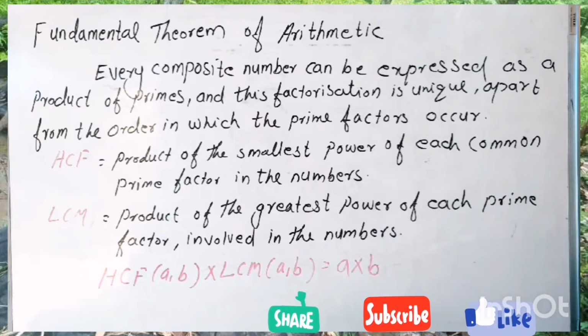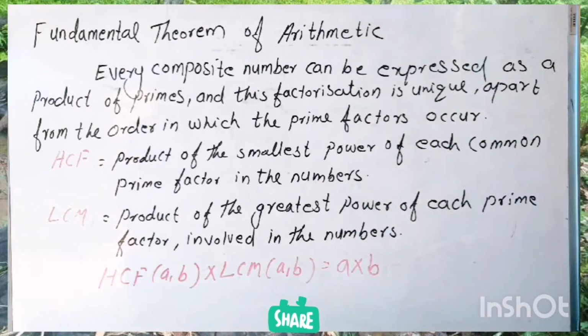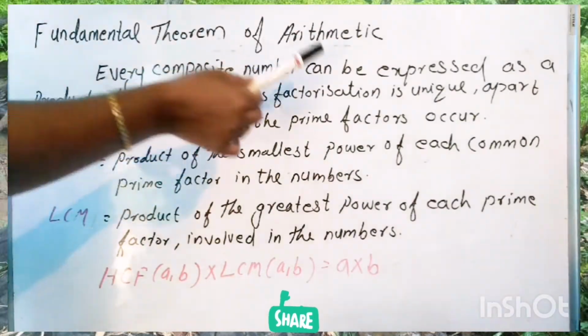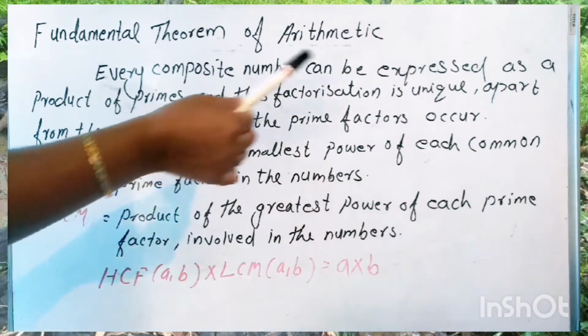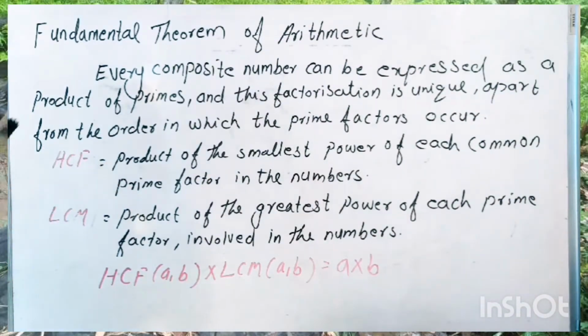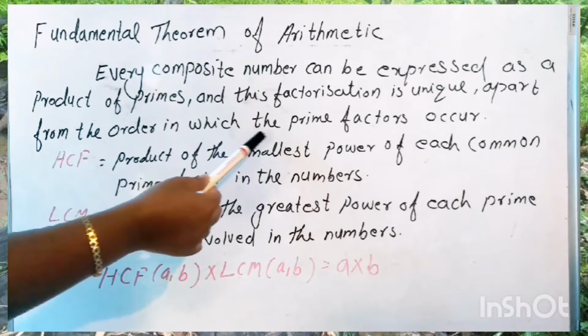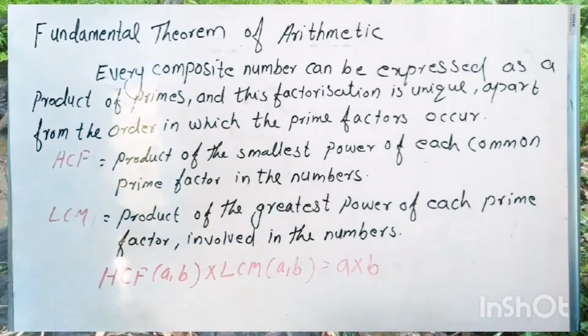Today we are going to discuss the first chapter of 10th standard, that is real numbers. In that we are going to discuss the fundamental theorem of arithmetic. Fundamental theorem of arithmetic, that is every composite number can be expressed as a product of primes and this factorization is unique apart from the order in which the prime factors occur. This is the fundamental theorem of arithmetic.